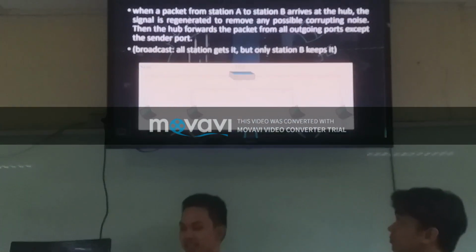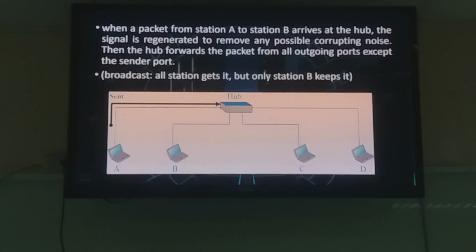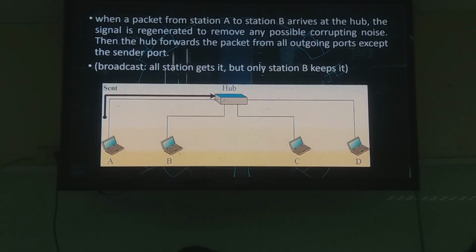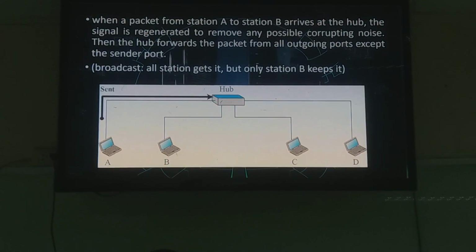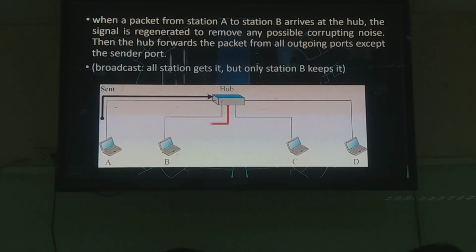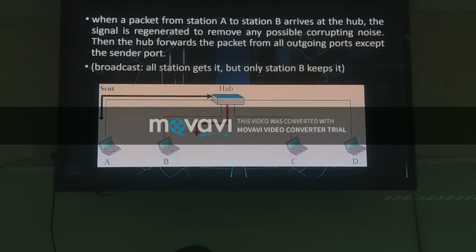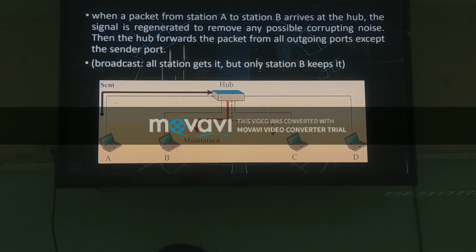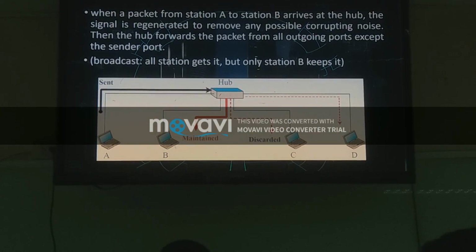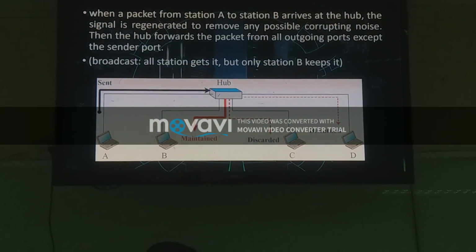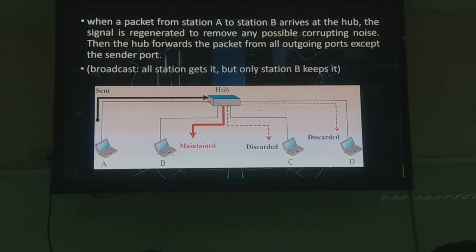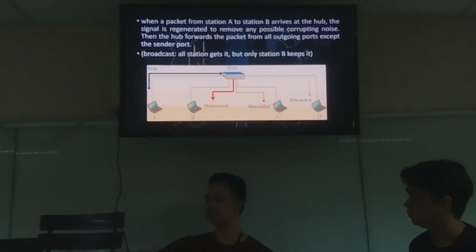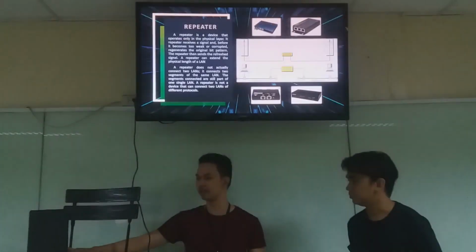Yung hub kasi, halimbawa may sinend, tapos kailangan niya pumunta doon sa port B. Kaso, pag hub kasi, parang hindi siya nag-iisip. Kaya isesend niya lahat sa port B, sa port C, sa port D. Pero di ba sa port B lang siya kailangan? Kaya yung port B lang yung magme-maintain, tapos yung sa port C and D, di-discard lang nila yung frame.